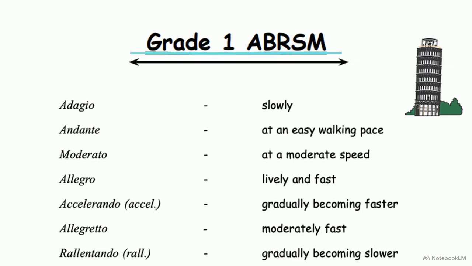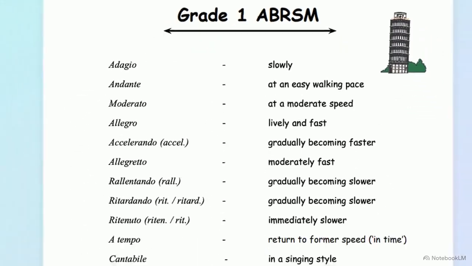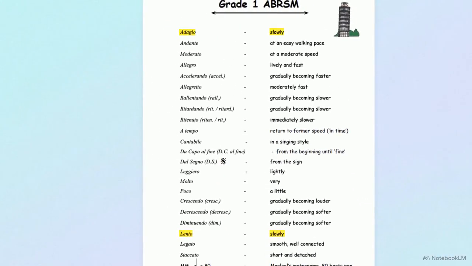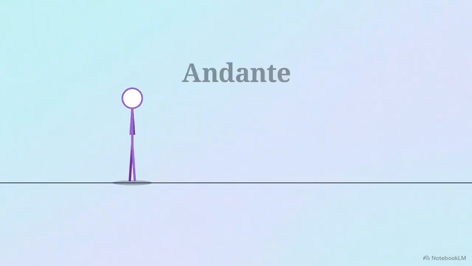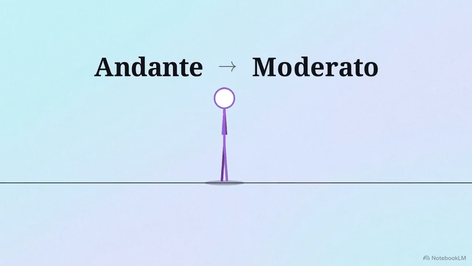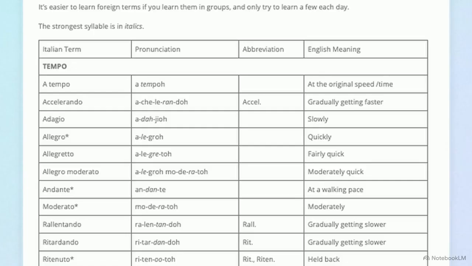This is the official Grade 1 list for tempo, the speed of the piece. At the top, we have the slowest instructions. Adagio and lento both command you to play slowly. As we move down the list, we reach a moderate walking pace with andante, before hitting moderato, which simply means at a moderate speed. Continuing down the same column, we pick up the pace.